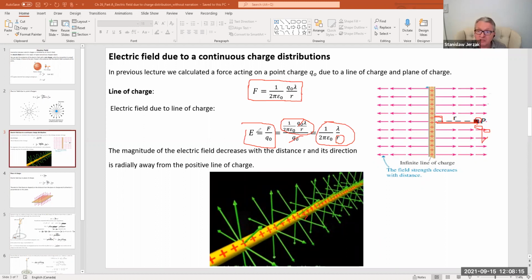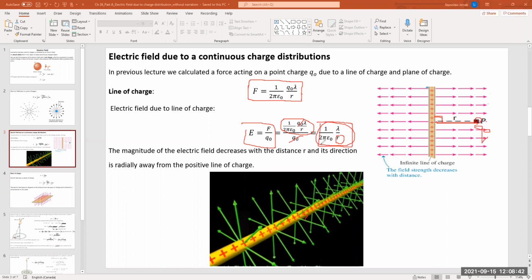So any questions, please unmute yourself and go ahead. Is this expression only for an infinitely long line of charge? That's very correct. This expression here is only and only correct for an infinitely long line of charge.